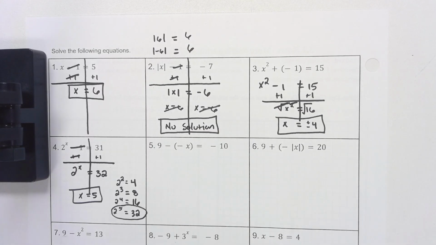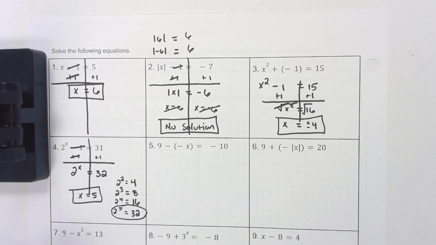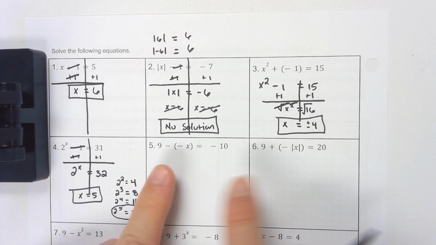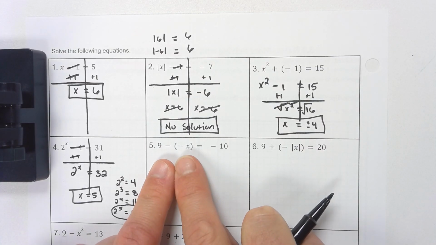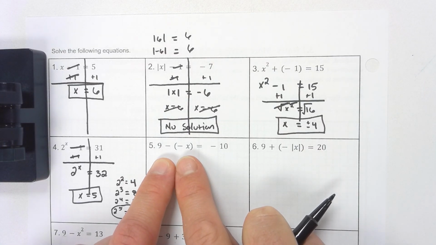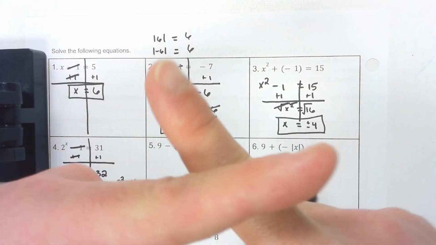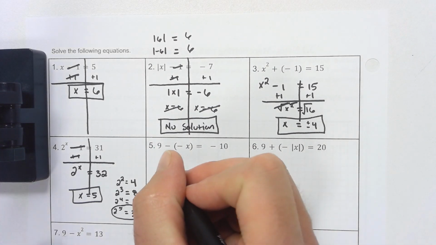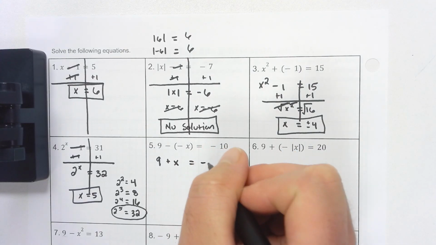Let's just rewrite 5 and 6. And I'm going to have you do 5 through 8 on your own, and then we'll do 9 through 12 together to finish this. So again, when we have the double signs, number 9 is a really good example to why I want us to rewrite them. When you have 2 negatives, there's lots of ways of how we can explain this, but I like to just visualize. If I got 2 negatives, they come together and form a positive. So 9 minus negative x is 9 plus x equals negative 10.